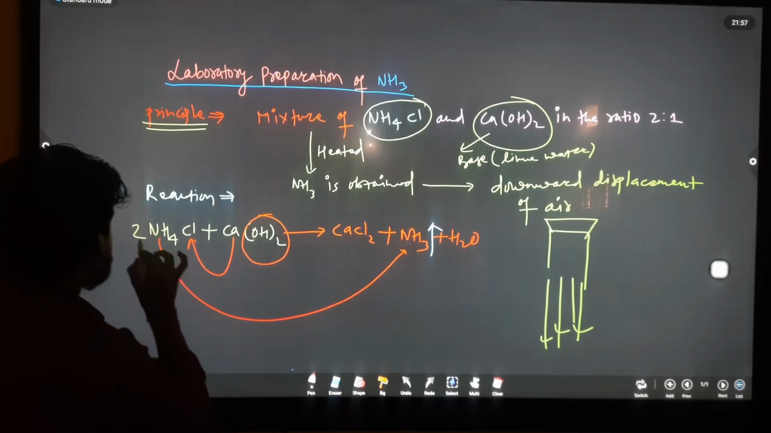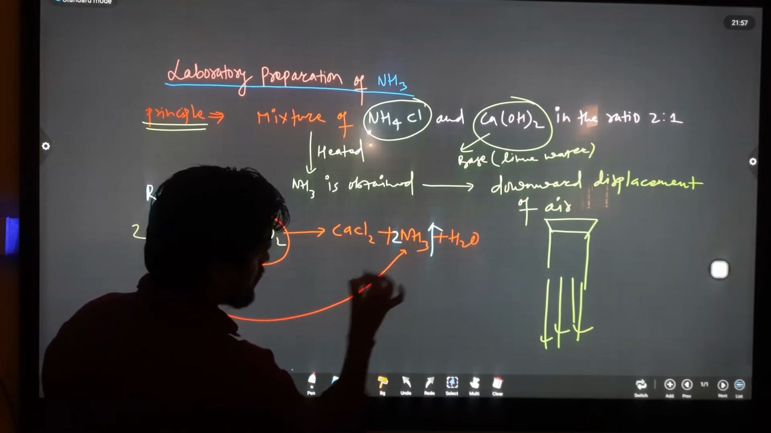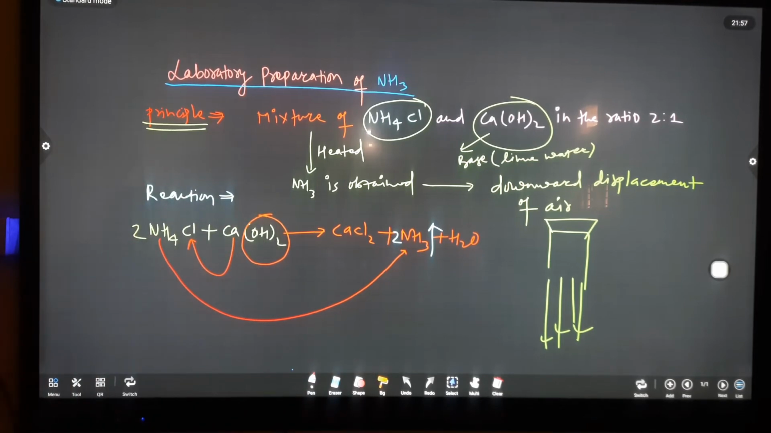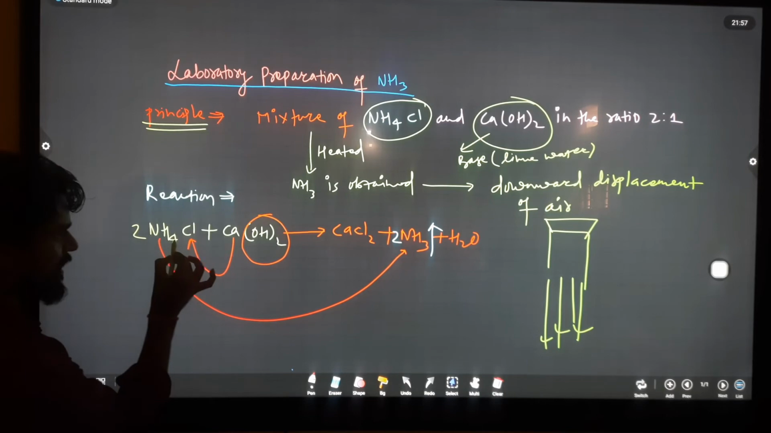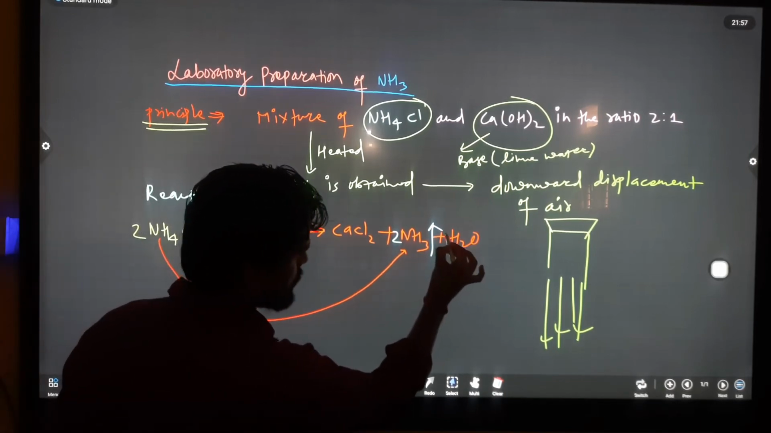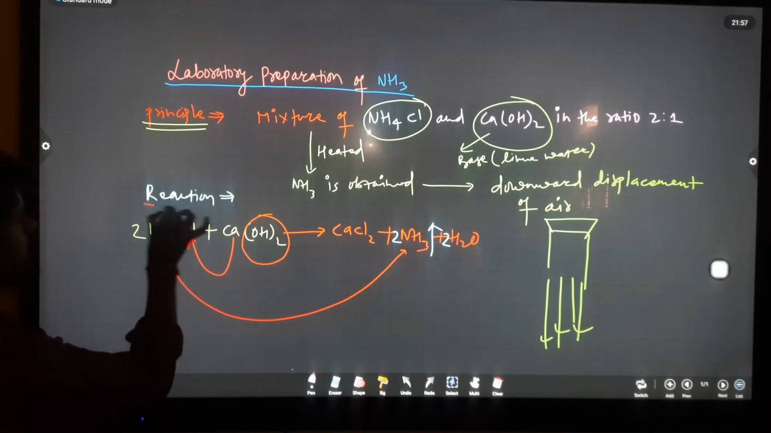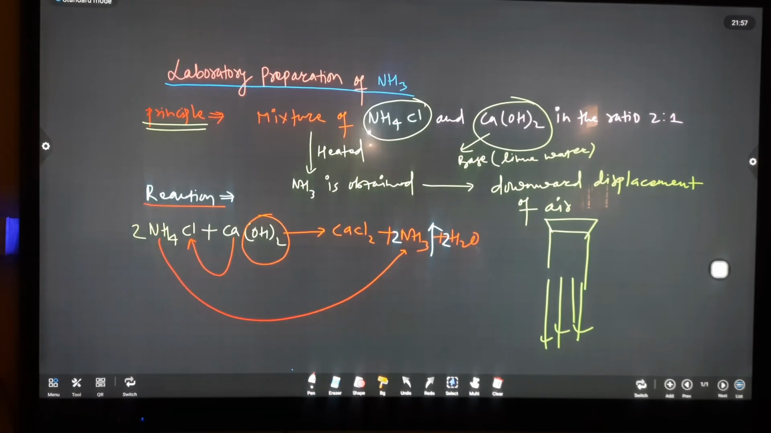Balance it. I'll keep here 2. Hydrogen: 2, 4, 8, 10. 2 3 6. So I have to keep here 2, here also 2. Now I think it is balanced. So this is the reaction for lab preparation of ammonia, NH3.